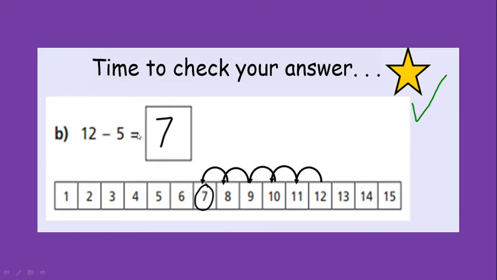Okay? 12 take away 5 equals 7. 7 is the exact same as 12 take away 5. They are worth the same. Well done if you got that answer correct.